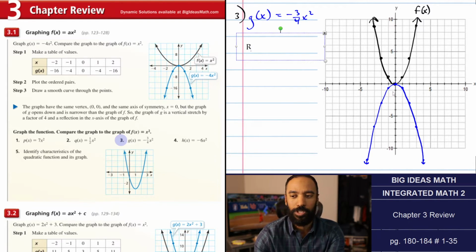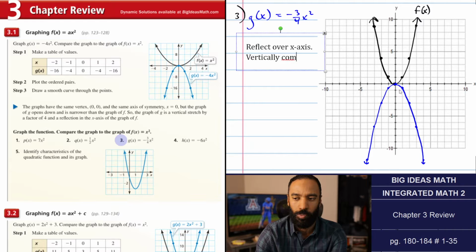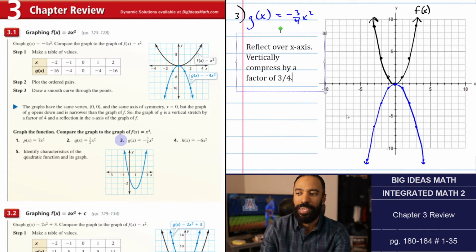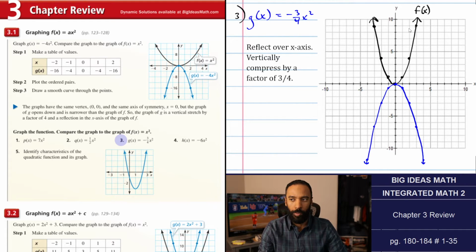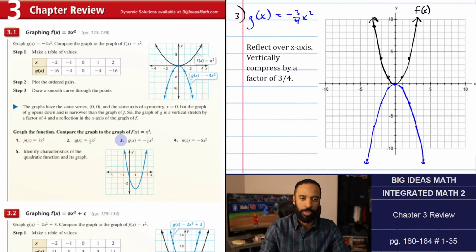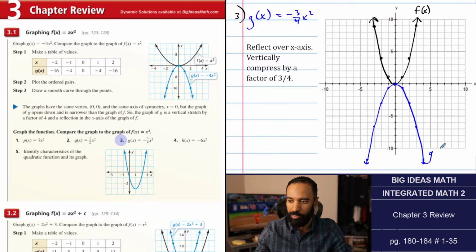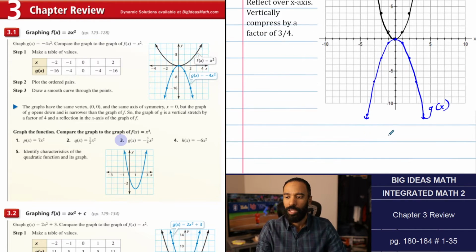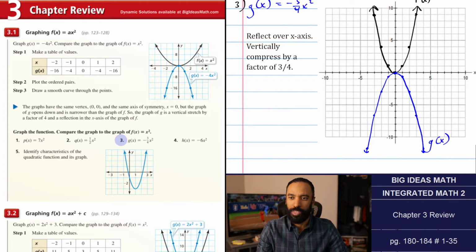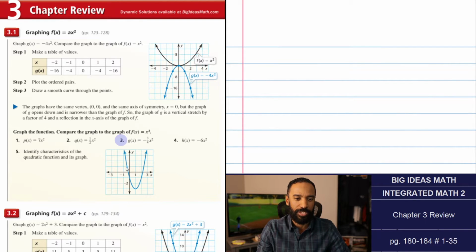All right, so what are we doing? First thing we're doing that I want to state is the negative portion. We're reflecting over the x-axis. That's what that part of the A value is doing, the negative. And then we're vertically compressing, since it's less than 1, by a factor of 3/4. So this graph is wider than the black original f of x graph. By the way, I didn't label this one, or probably the previous one, but this is g of x right there. Okay, and lastly, number 4, from this set, we have h of x equals -6x squared.